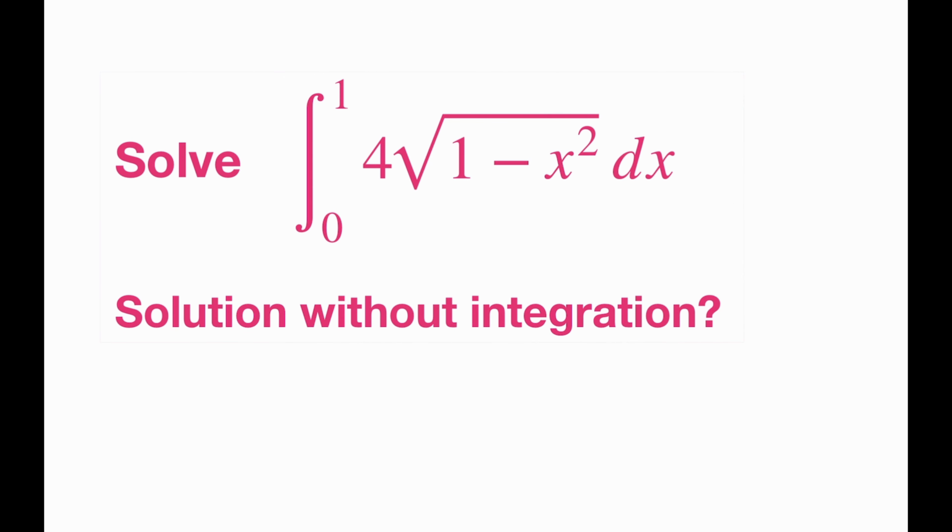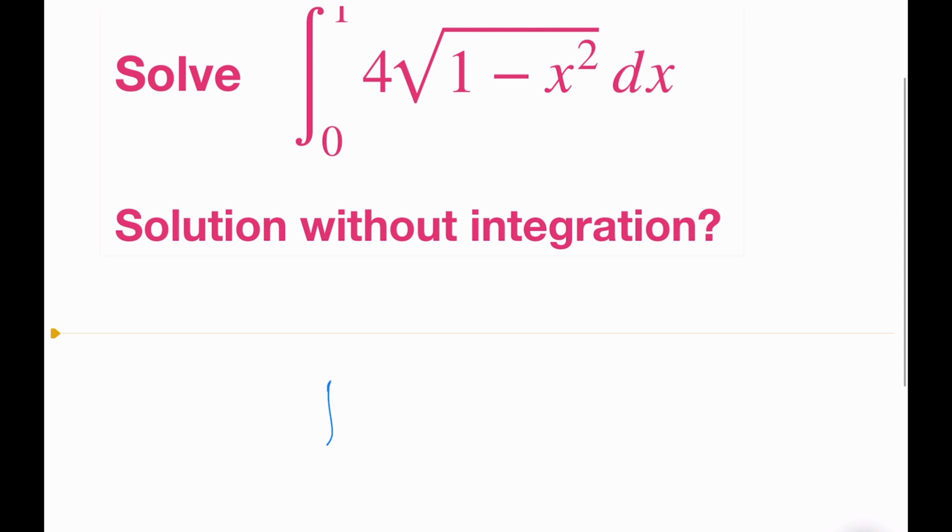Hello guys. For this video, the objective is to find the solution of the integral of 4 multiplied by the square root of 1 minus x squared, without the integration. Okay. How do we solve the integration without an integration? We will use the area under the graph. In this case, we notice that this is something familiar.